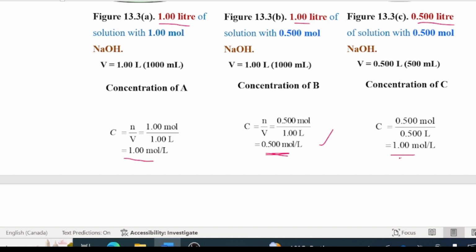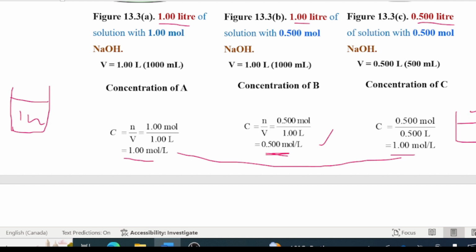But look, these have the same concentration here. Why? Because you're using twice the volume with 1 mole, okay? And here you're only using half of that with half a mole, right? And therefore, the concentration of the particles inside here will be the same as that there.